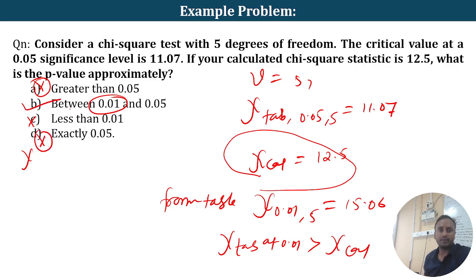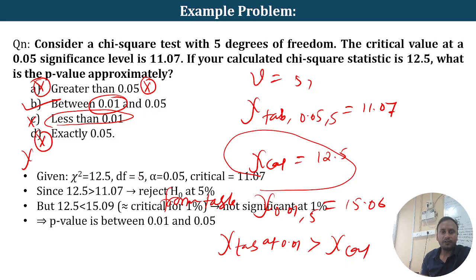So the only option we have left is 0.01 to 0.05. Why? We have checked, it can't be greater than 0.05. It means there is no significance. We have checked with 0.01, it's coming not significant. So we do not have to reject the null hypothesis. So it will be in between 0.01 to 0.05.